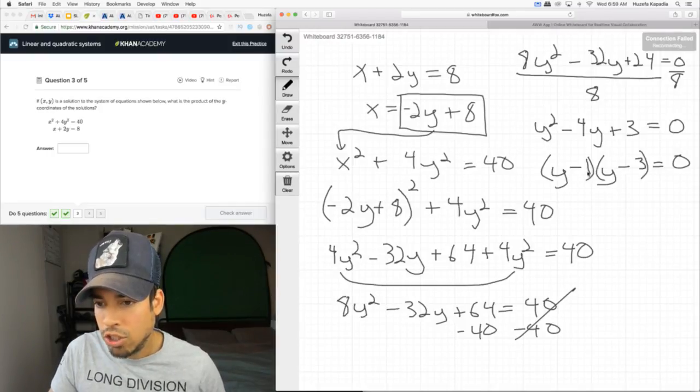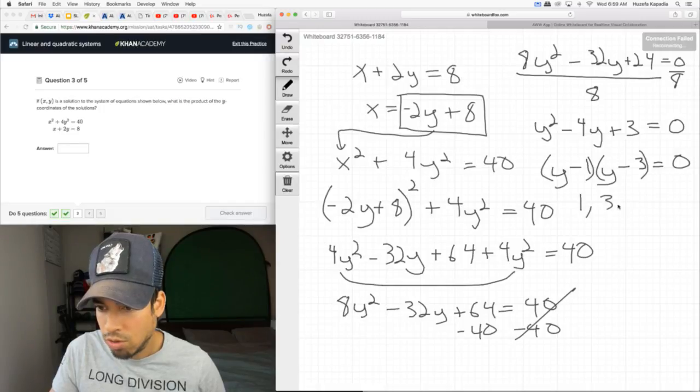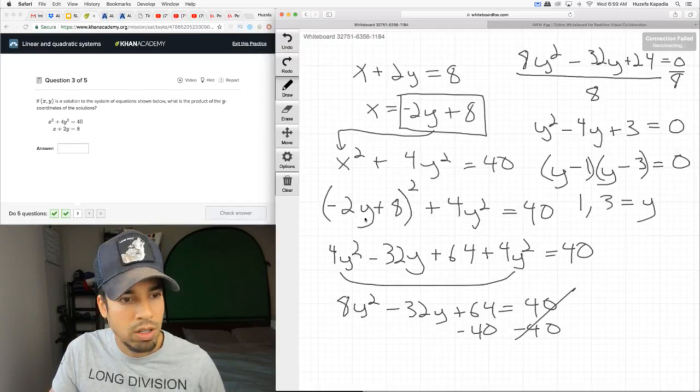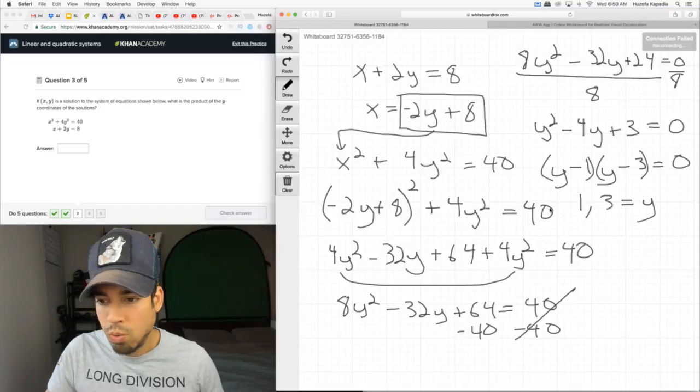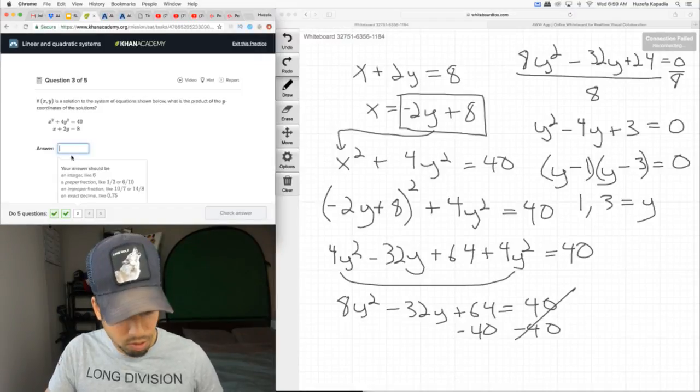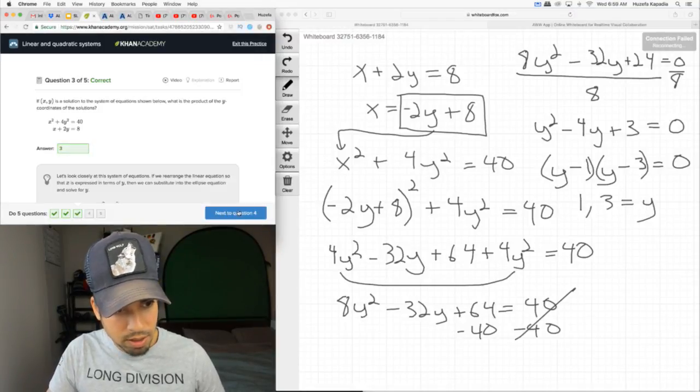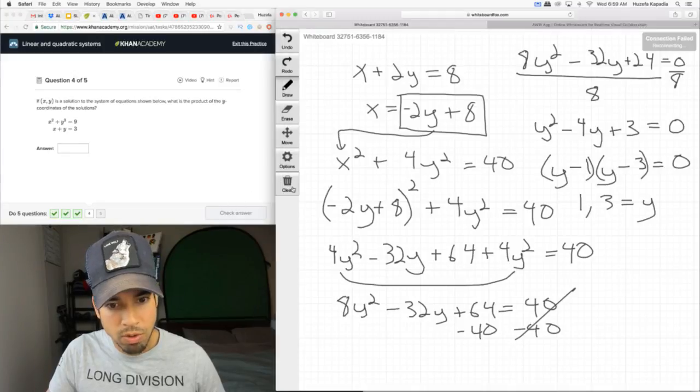Therefore, my solutions are what makes each factor go to 0, which is 1 and 3. So y equals 1 and 3. But they want the product of those. So 1 times 3 is 3. So hopefully that is correct. Yes. All right, sweet. 2 more.